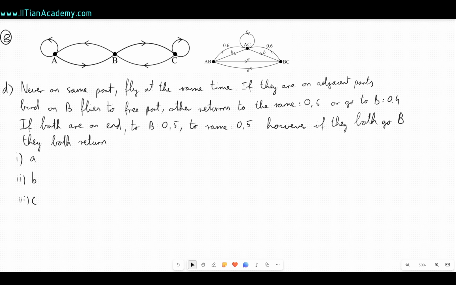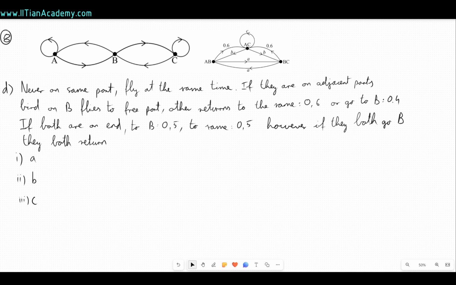So in part D, we introduce a second bird, and they have a couple of rules which they follow when flying. They never sit on the same post. They always fly to the posts at the same time. If they are on adjacent posts, the bird on post B will always fly to the vacant free end of the post. The other bird will either fly to B with a probability of 0.4 or stay with a probability of 0.6.